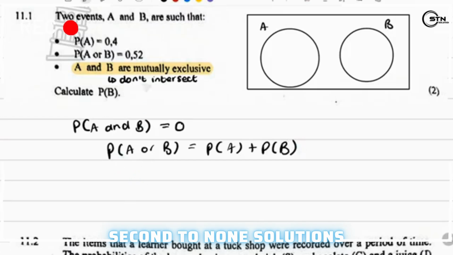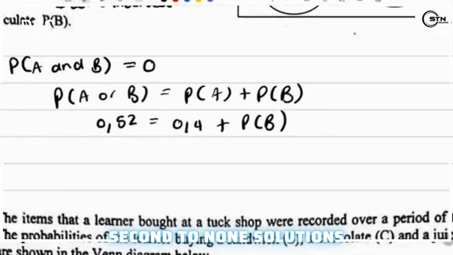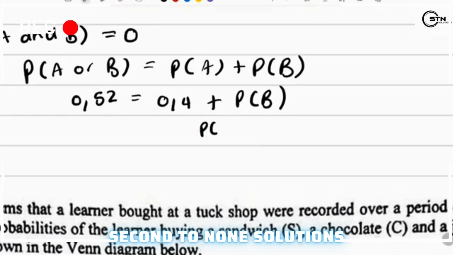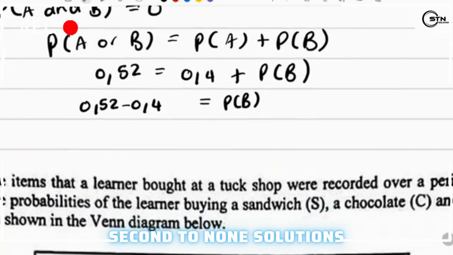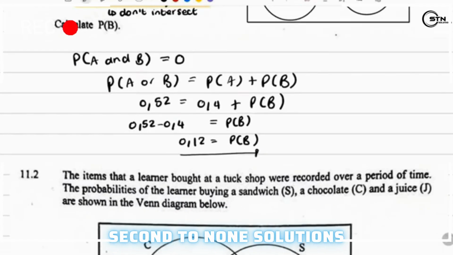So probability of A or B, they told us that was 0.52. And this is equal to the probability of A, which is 0.4, plus the probability of B, which is what we are looking for. Now you see that we have formed an equation. We can leave the probability of B on one side and say 0.52 and take the 0.4 over. It's like 52 minus 40, which will give you 0.12. And that would be your probability of B. Okay, moving on to the next question.